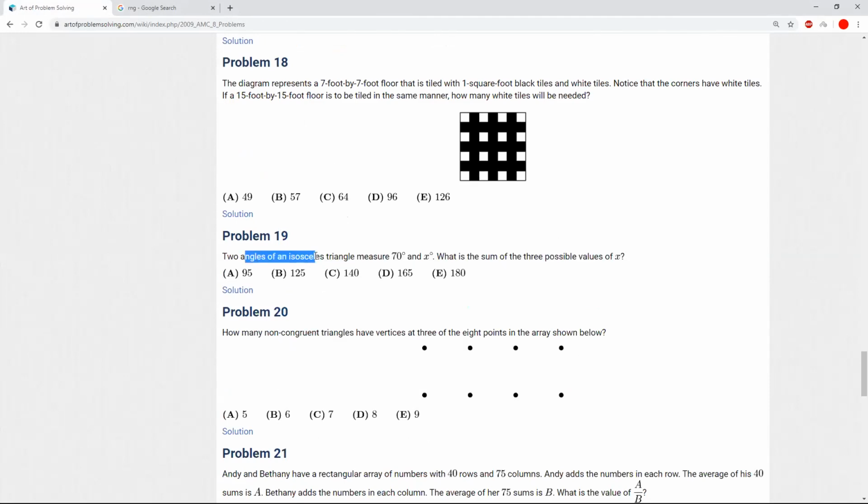Two angles of an isosceles triangle measure 70 and x. What is the sum of the 3 possible values of x?